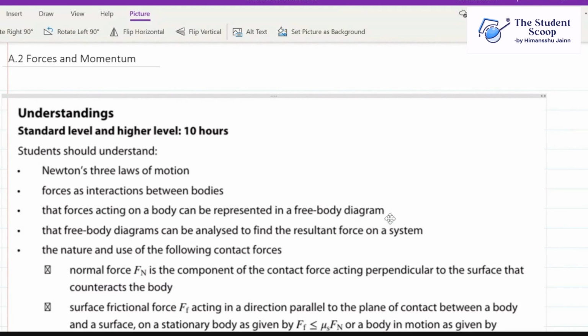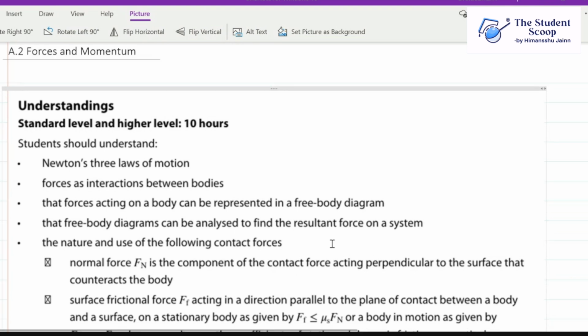Hello everyone. In this video, we are going to start with A2 forces and momentum. This will be a three-part video where we are going to cover forces in the first part, and then we are going to talk about circular motion, and then we are also going to cover the momentum part of the chapter. So overall, we will have three parts. In this part, we are going to cover forces.